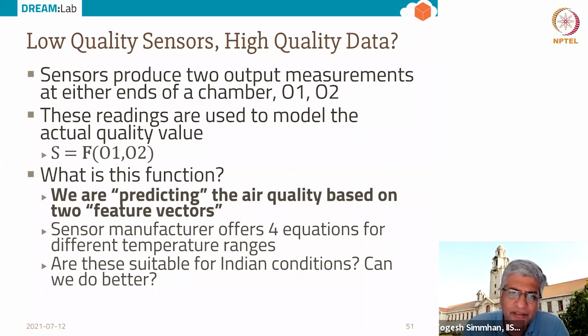So the manufacturer themselves has done some measurement to figure out what values of the electrical measurement get translated to what value of the gas density, right? This is called the calibration function. But another way to think about this calibration function is that you're given two feature vectors, O1 and O2, which are the measurements from these two electrodes, and now you want to fit a function that will predict the output in terms of parts per billion, right? That's another way to look at it as a machine learning problem.